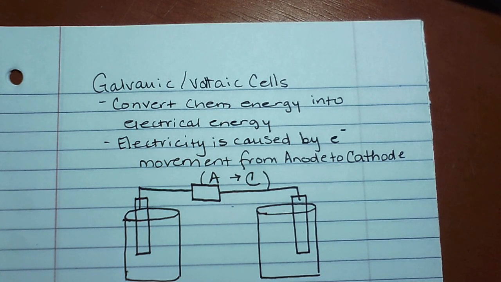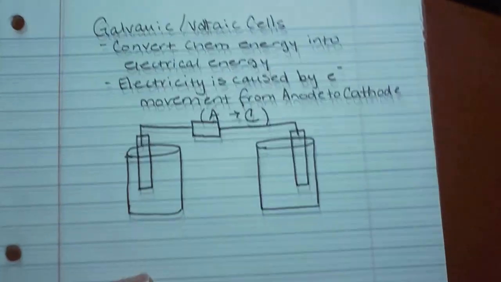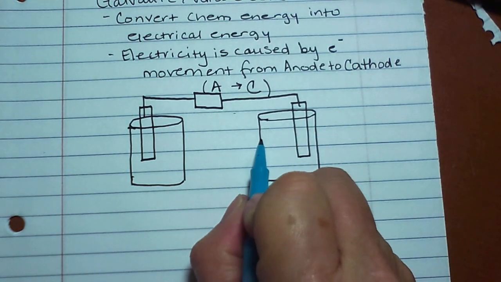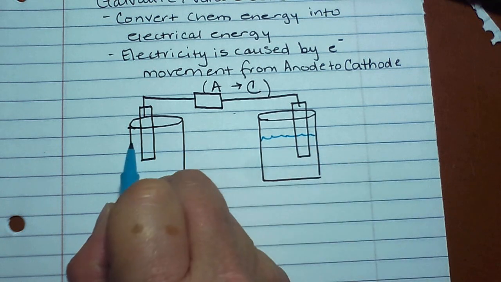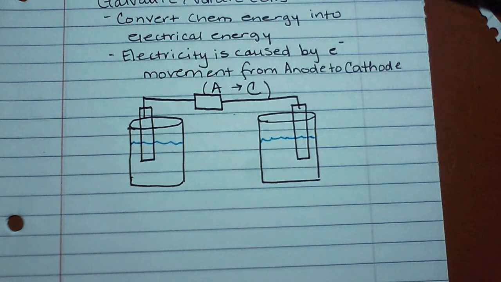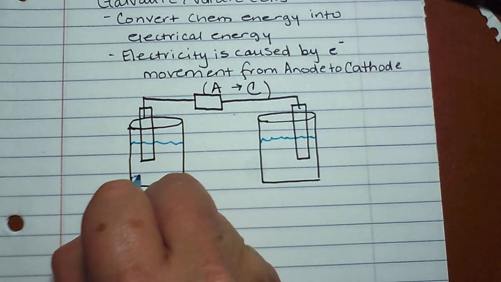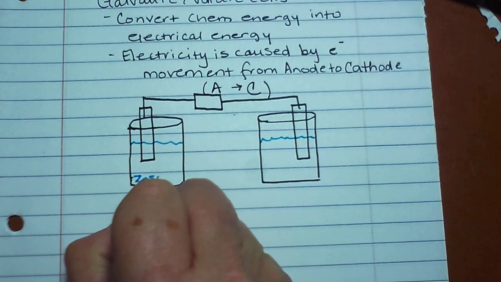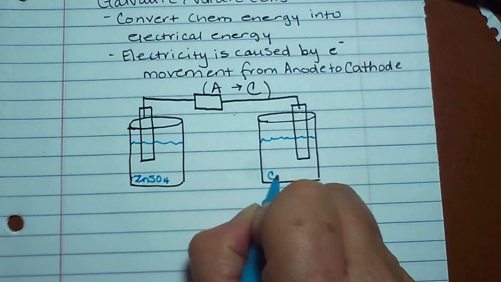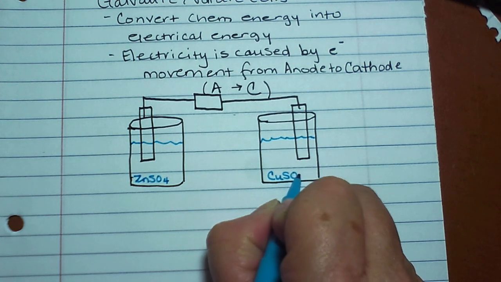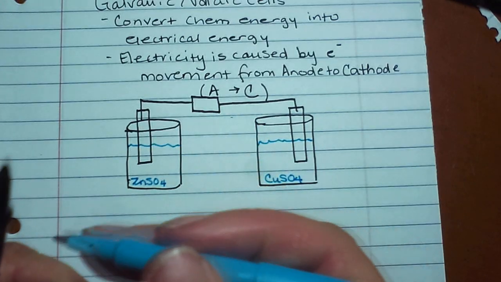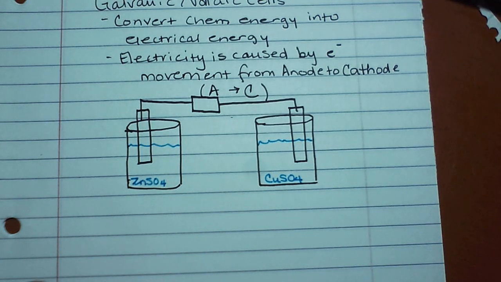And we're going to put them in solution, all right? So here's our solution, okay? And the solution that we're going to choose is zinc sulfate and copper 2 sulfate. Those are the two solutions. Now each beaker contains an electrode and the metals conduct electricity.